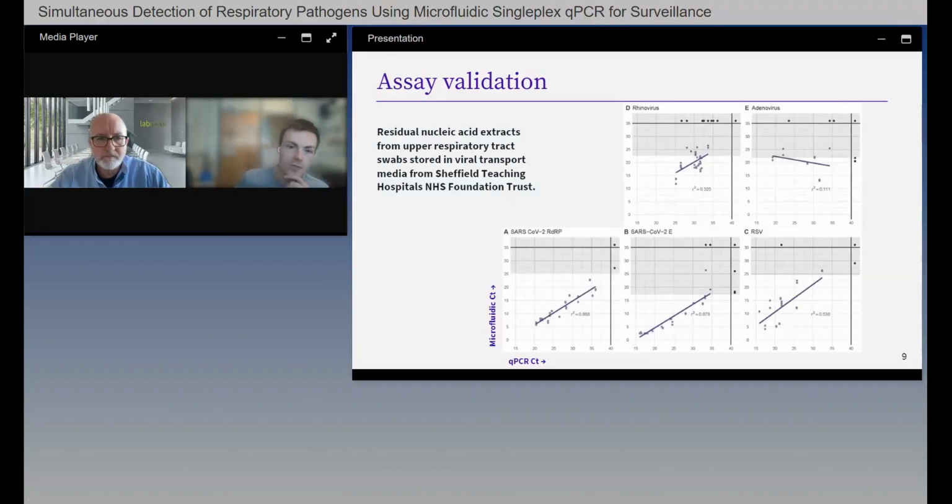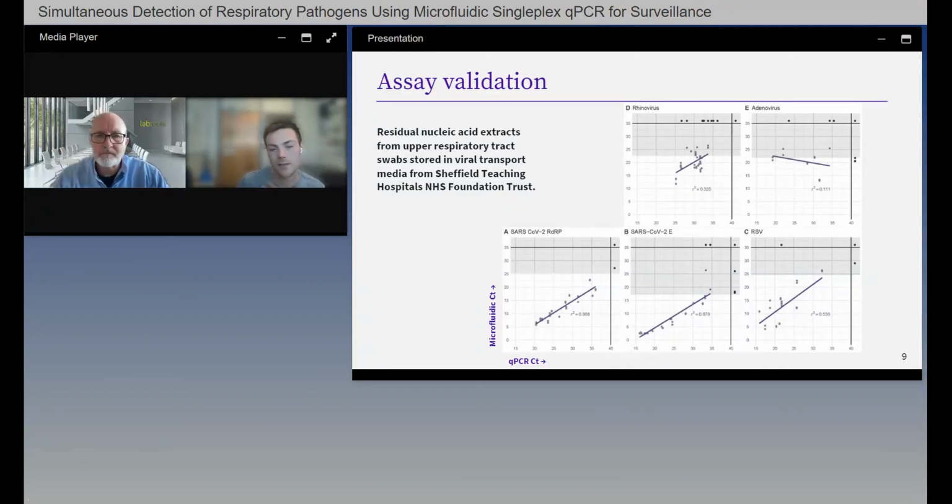But the important ones that we managed to validate by, what do you call it, correlation were SARS-CoV-2, RDRP, E. They had enough samples for RSV, rhinovirus, and you can see the adenovirus in the top right-hand corner is one where we barely had enough samples to draw a reliable line of regression.